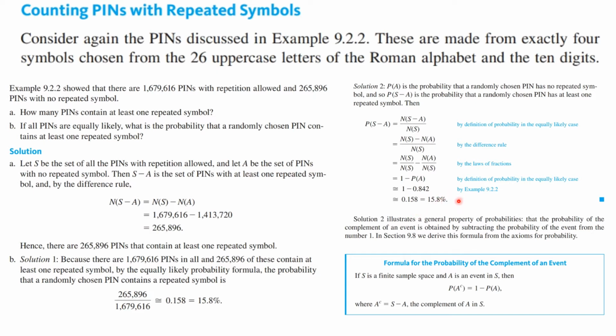the same answer. But solution 2 allowed us to illustrate a general property of probabilities, that the probability of the complement of an event is obtained by subtracting the probability of the event from the number 1. The probabilities must add up to 1. So here is something we're going to talk about later, but if S is a finite sample space and A is an event in S, then the probability of the complement of A is 1 minus the probability of A. And we'll talk about that later in a bit.